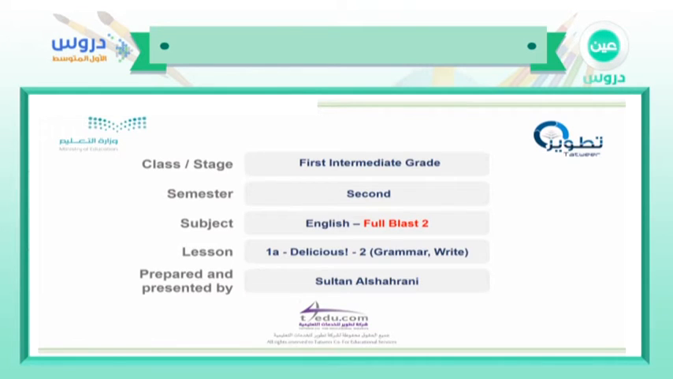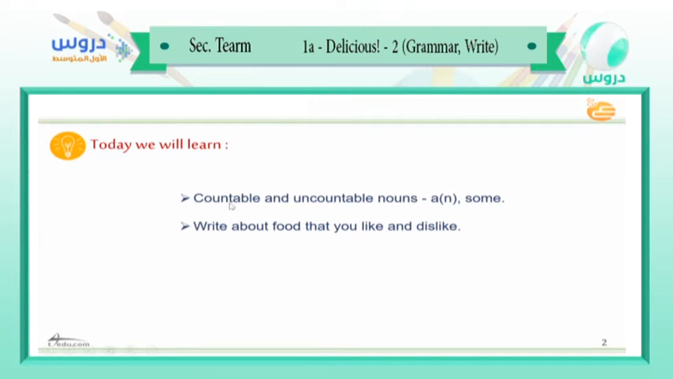Very nice, let's go. Today we will learn number 1, countable and uncountable nouns with a or an and with some. So we will learn today how we can use some with nouns and also a with nouns and the same thing with an. The second thing, write about food that you like and dislike. So we will learn how to write about food that you like and the food that you dislike.